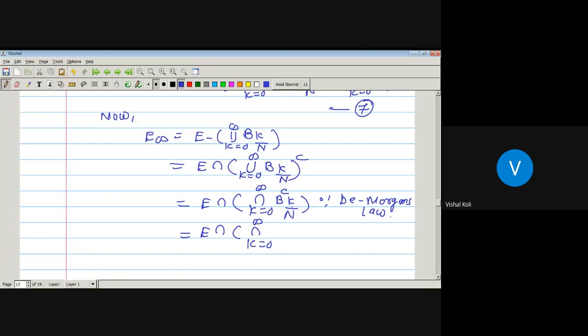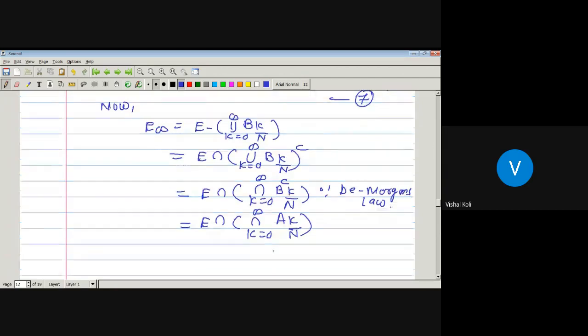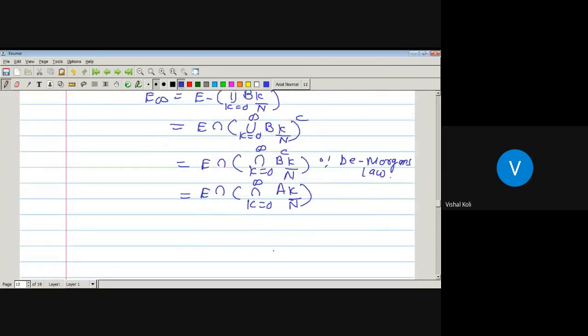But b k by n is a negative set with respect to the signed measure gamma minus (k/n) mu. So therefore its complement will be the positive set a k by n. So actually it is nothing but E intersection over k running from 0 to infinity of a k by n.